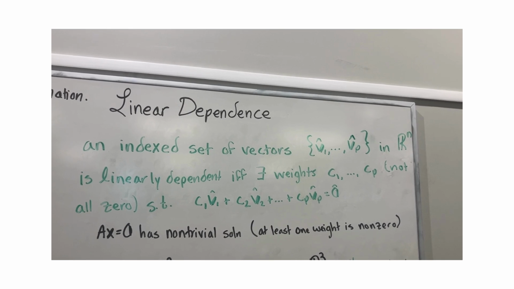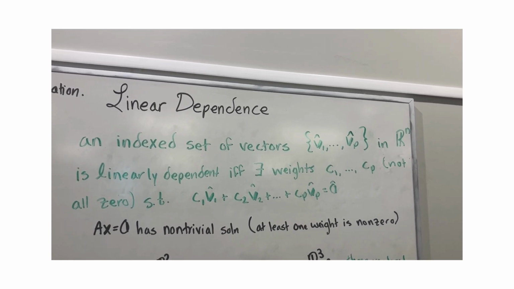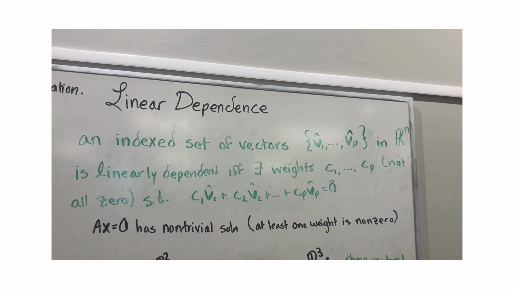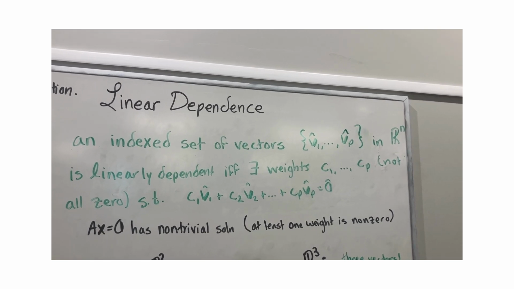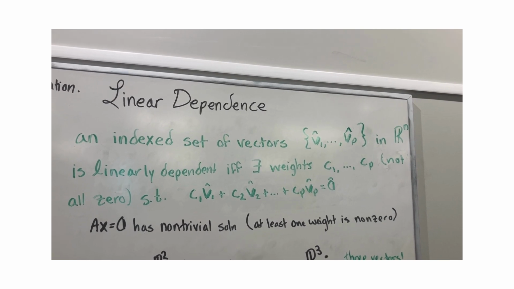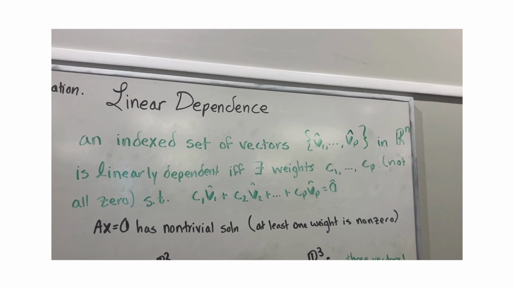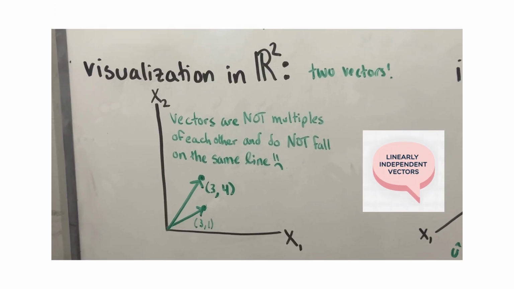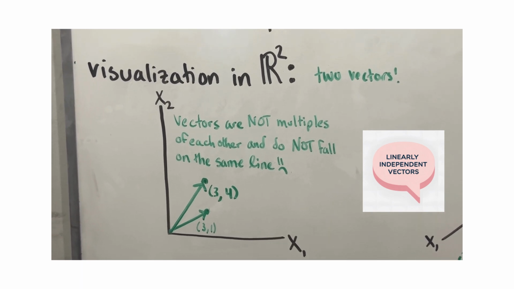In other words, if we were to take this vector equation and write it as a matrix equation, Ax equals the 0 vector, we would see that Ax equals 0 always has a non-trivial solution. And this is only possible if one of these weights, c1, c2, whatever, is a non-zero number. Definitions can really sound like gobbledygook sometimes, so let's talk about the geometric side of this for a second.